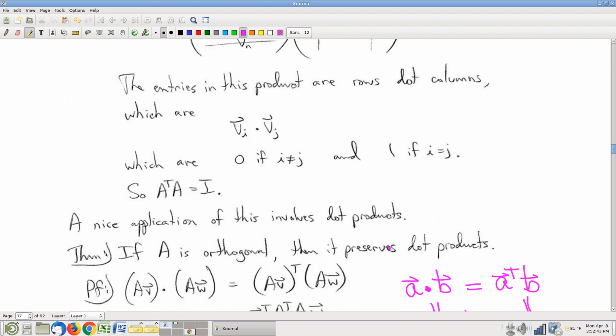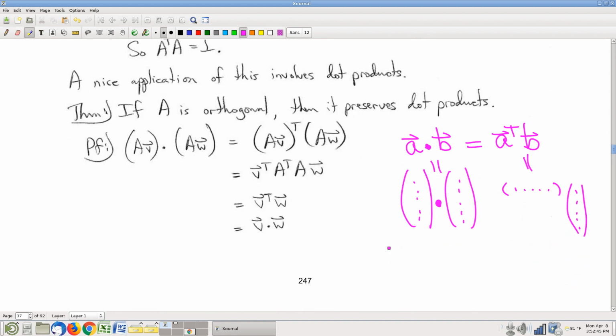Okay. Why do we care about orthogonal matrices? It's because of this fact down here. If you have an orthogonal matrix, that matrix preserves dot products. Let me tell you what that means.